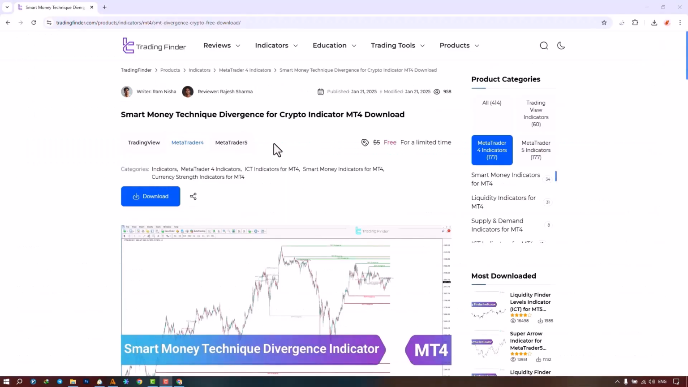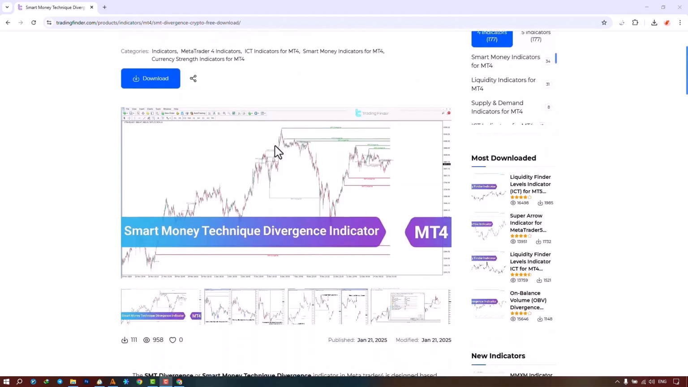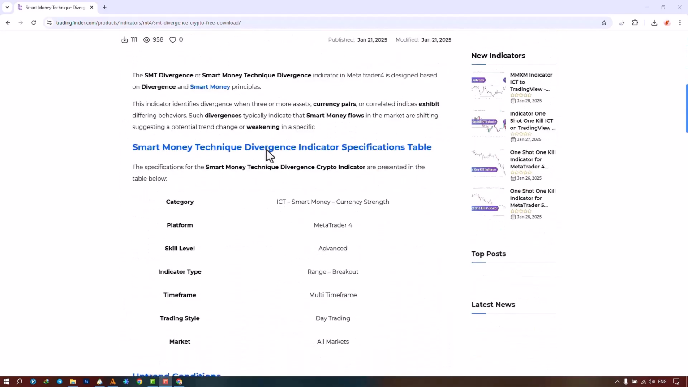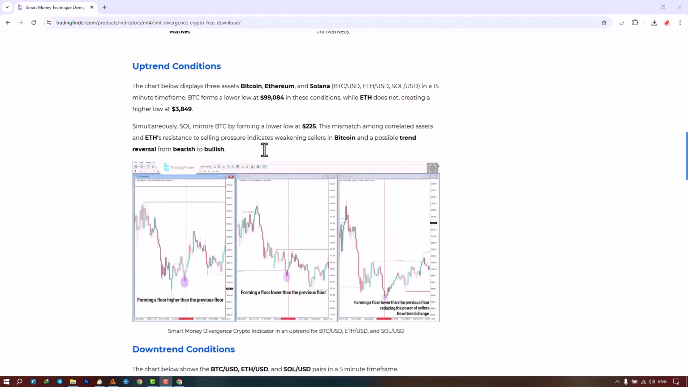The smart money technique, divergence indicator for crypto, is available for various platforms on the TradingFinder website. From this section, you can download the indicator file for the MetaTrader 4 and MetaTrader 5 platforms and run it on the chart. Also, traders can refer to this page to learn how the indicator works.